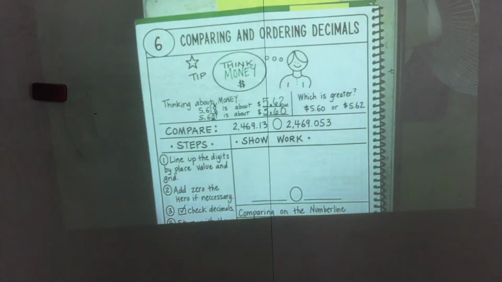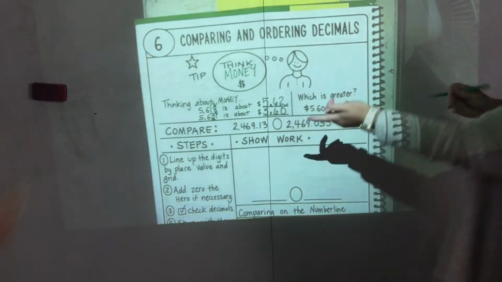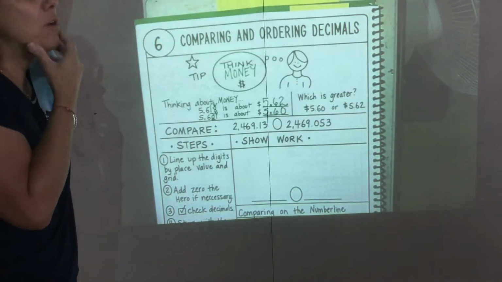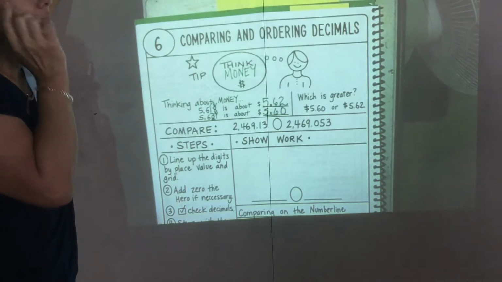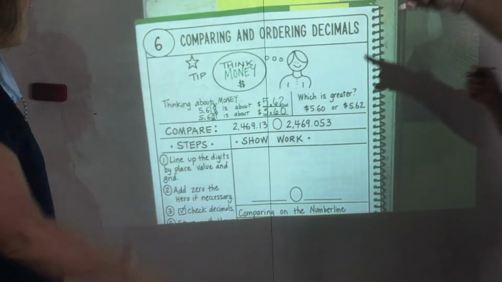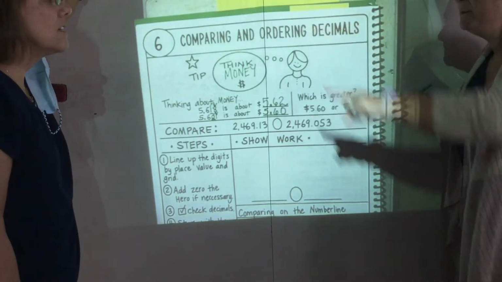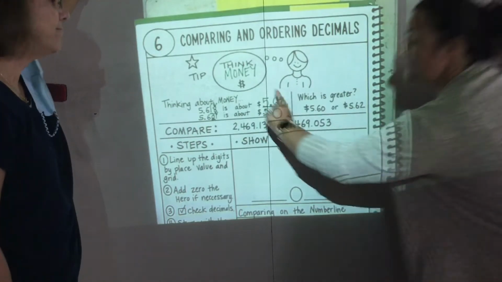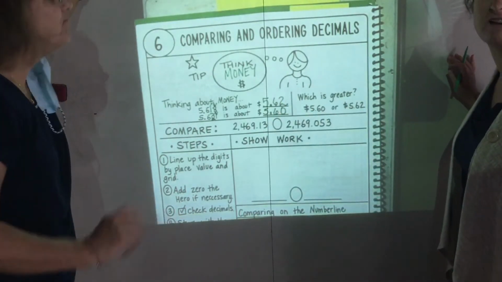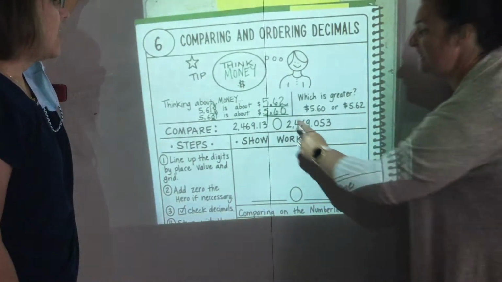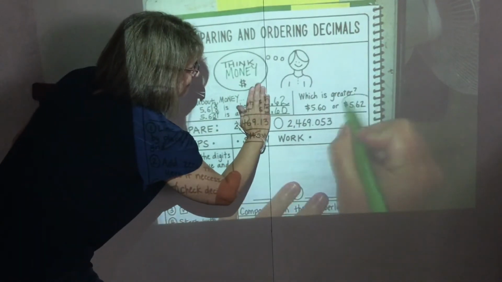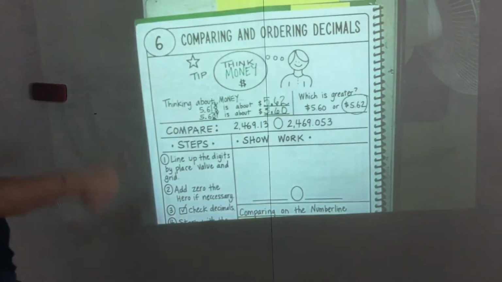Now, which is greater? How do I figure out which one's greater? What do I have to do? Well, Mrs. Lamont, do you want $5.62, or do you want $5.60? I want $5.62 because it's more. How do you know it's more? Because I compared. Both of these 5s are the same. 6 and 6 is the same, so they both have 6 tenths. And then 2 is more than 0, so I know that $5.62 is more than $5.60.